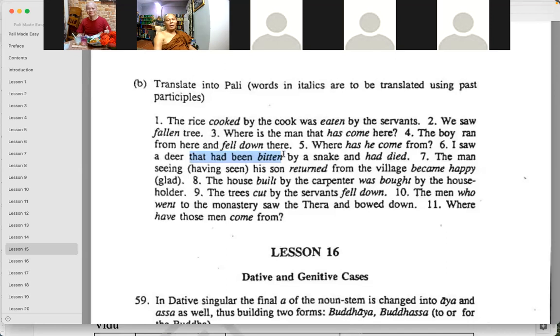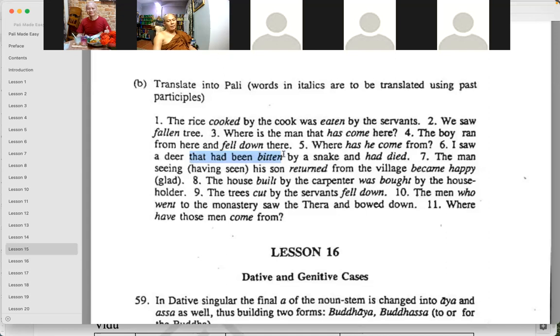So "and" is here at that time. So consider "and" as a gerund, that is an "and". So we don't need to translate that one. And "had died" means matta, marati, had died. So matta is also modified to the deer. So who died? A deer died. That is why matta. So mattan.